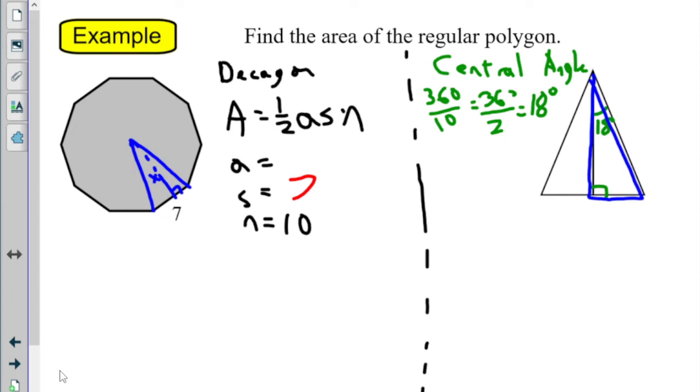Oh, careful, zoom out again. I've got this piece, but it's not 7, because look, zooming out, here's where that piece is in the actual decagon. So that's not going to be 7, that's only halfway. So since the whole thing is 7, I'm going to cut that in half. And that is my opposite. I'm trying to solve for the adjacent.